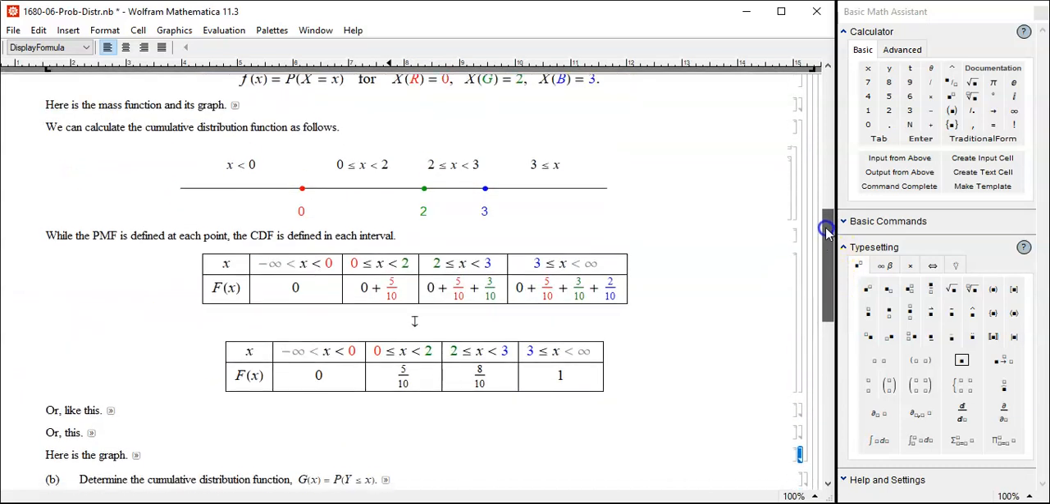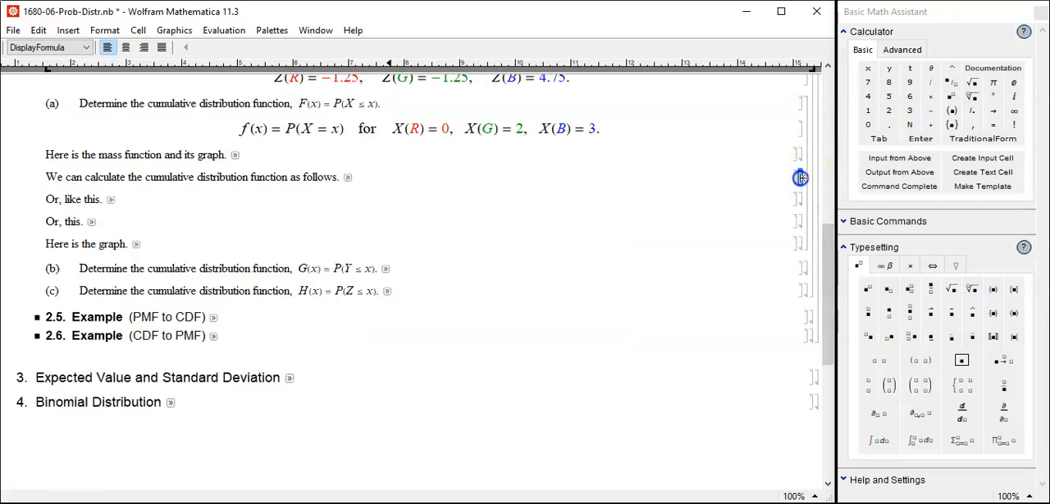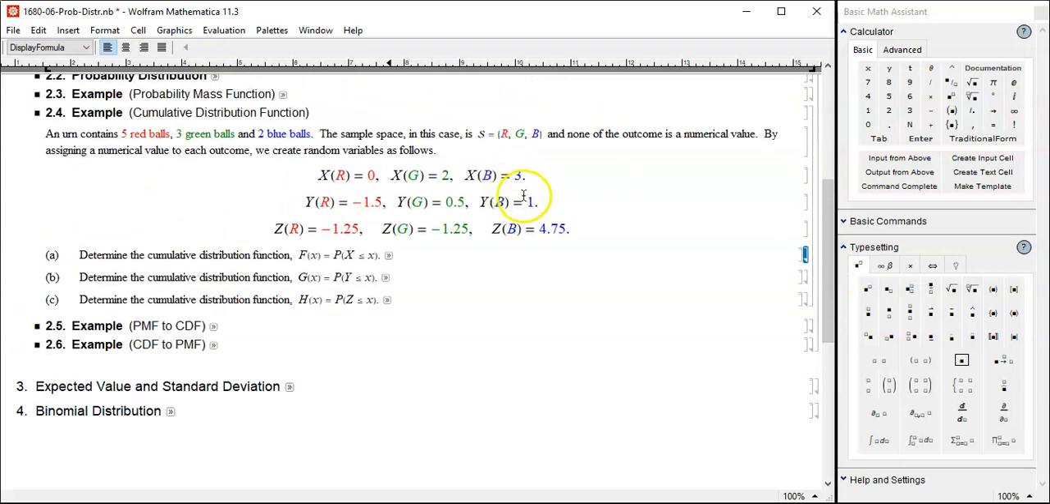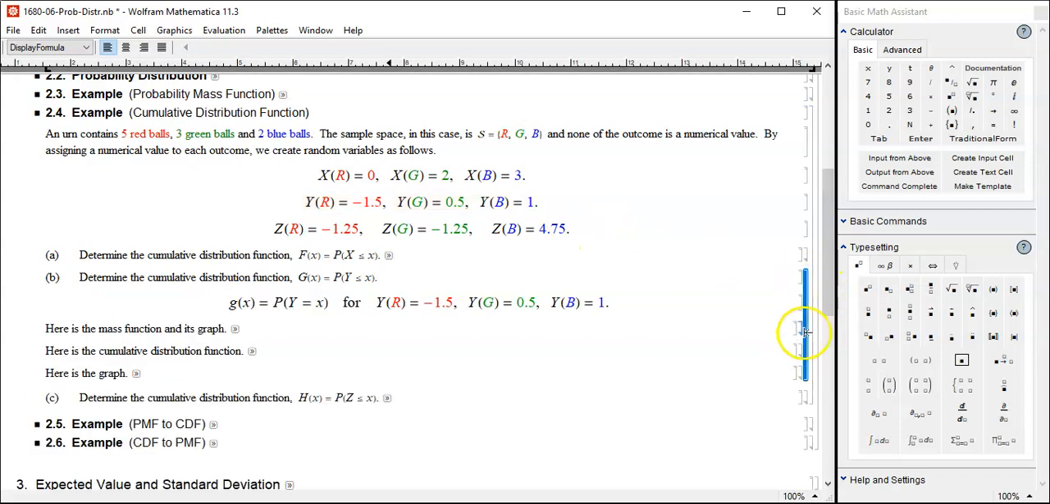Let's see, do we have time for another? Let's try. I don't know if we can finish, but let's try anyway. Let's look at the second problem here. Negative 1.5, 0.5, and 1. We have these three numbers. So we have 3 points in a number line, and those 3 points will divide the number line into 4 pieces. Let's begin with that visualization.